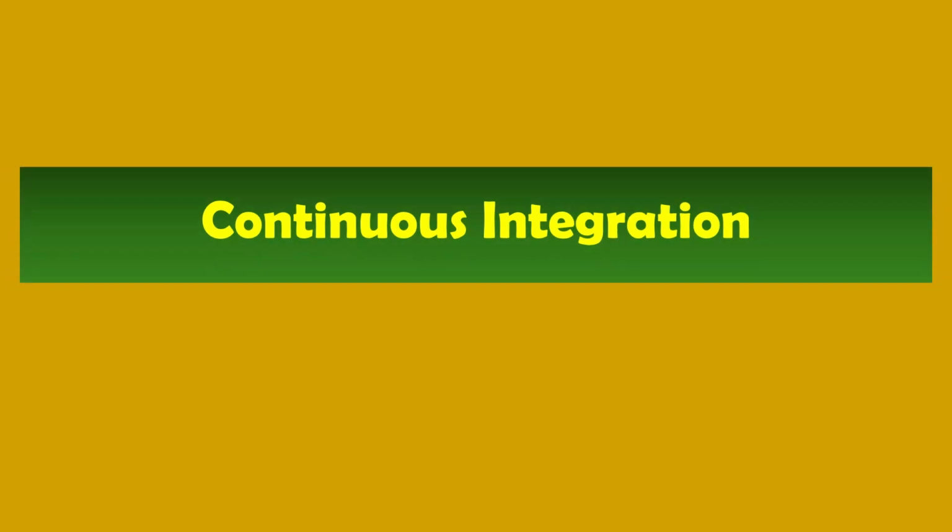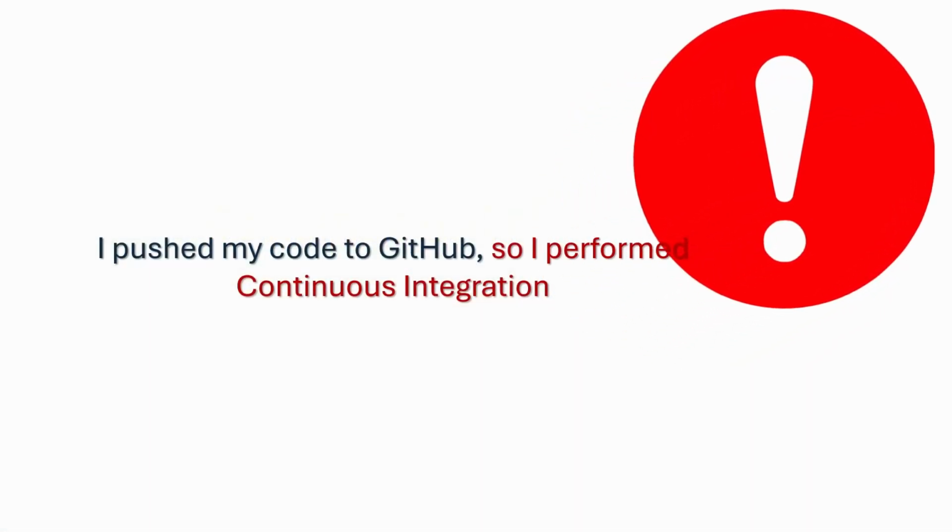Instead of waiting for weeks, developers integrate their work many times during the day. Whenever a developer completes a small feature or fixes a bug, they immediately commit and push that code to a shared repository such as GitHub or GitLab. But continuous integration is not simply about pushing code. This is one of the biggest misconceptions that beginners have. Many students think, "I pushed my code to GitHub, so I performed continuous integration."